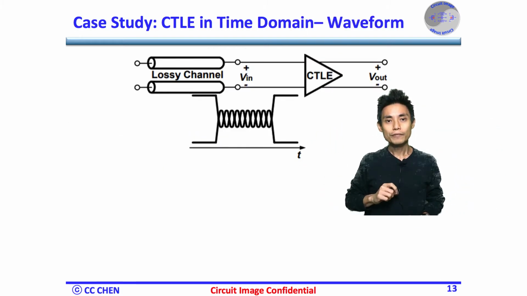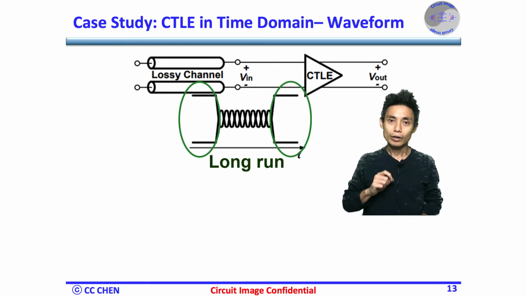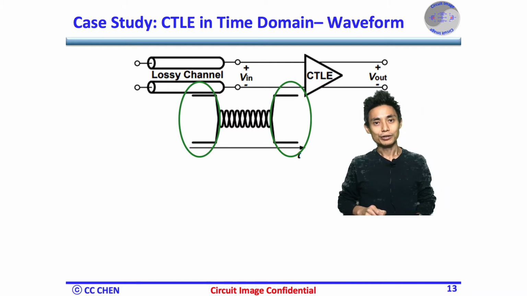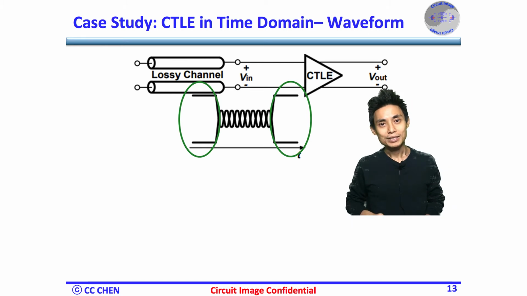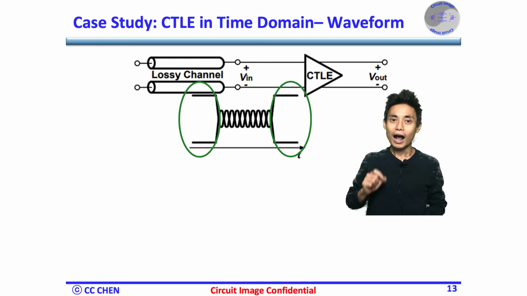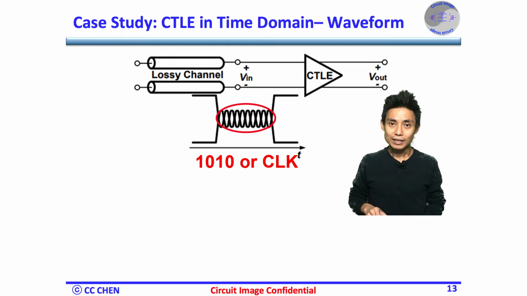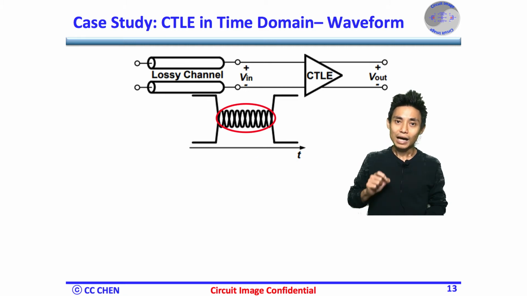Here is the output waveform of the channel. For the long-run pattern of the data bit stream, the data is mostly low-frequency content. The loss should be very little, and the corresponding swing is the largest. On the other hand, for the 1010 clock pattern of the data bit stream, the data is mostly high-frequency content. The loss should be the largest, and the corresponding swing is the smallest.